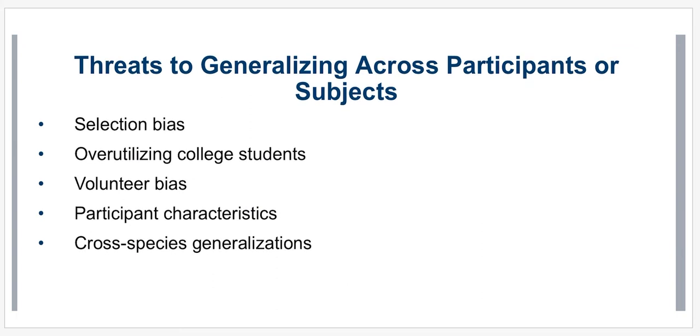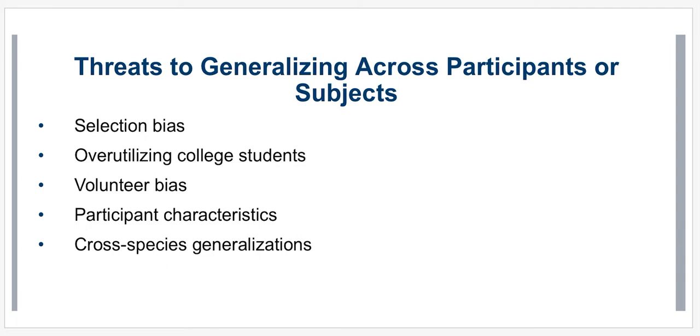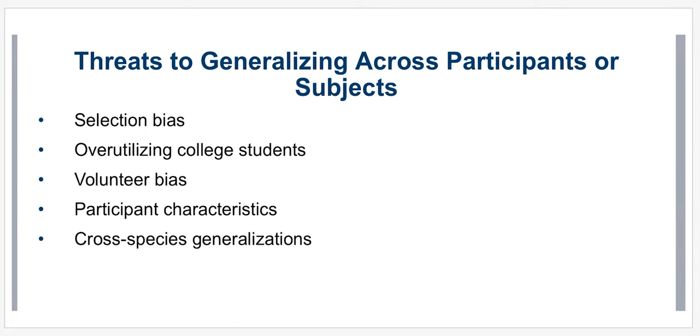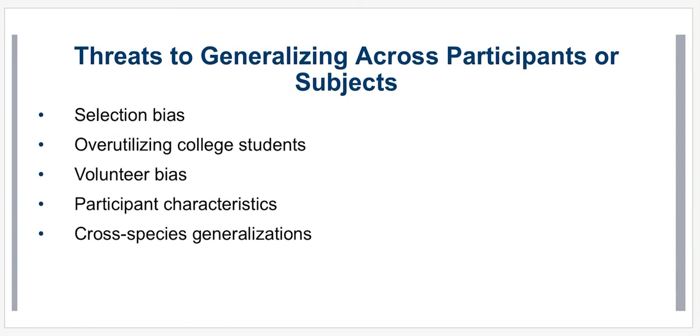So the first category is, again, threats to generalizing across participants or subjects. So the first one is selection bias. We talked a little bit about this when we talked about sampling. If you're just selecting participants that are convenient all the time, again, sometimes that's all you can do, but you have to be leery or wary of that, because if you are selecting participants that are not representative of the larger population, then you cannot generalize the results from that sample to the larger population. Again, just depends on what you're trying to accomplish there.